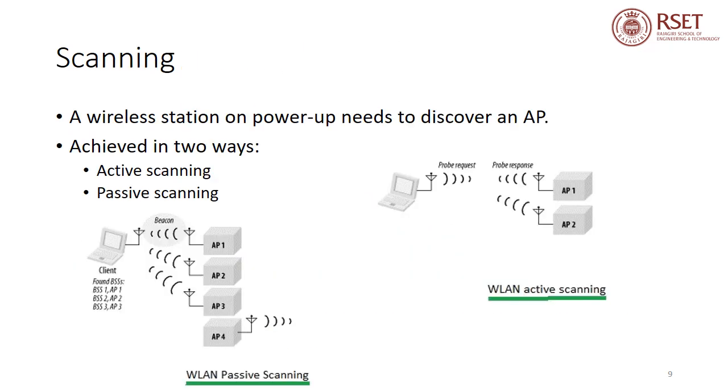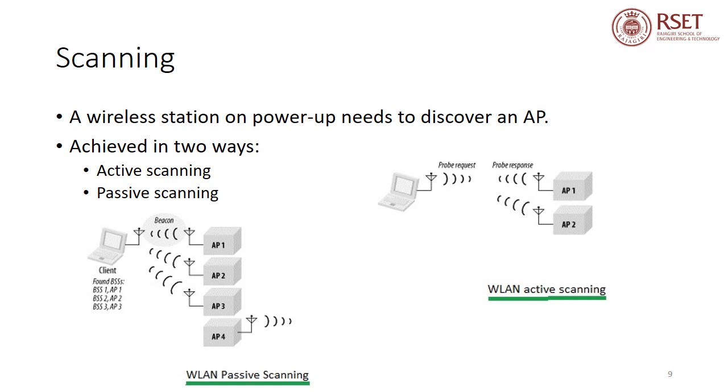Whenever a wireless station is up and active, the first and foremost step it has to do is to discover an access point. This process is known as scanning. Scanning can be done in two ways: active scanning as well as passive scanning. In the active scanning method, the wireless station will send out probe request packets to the various access points around. Whichever access point responds with a probe response packet first, to that access point our device can connect.